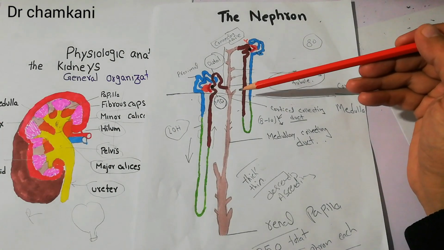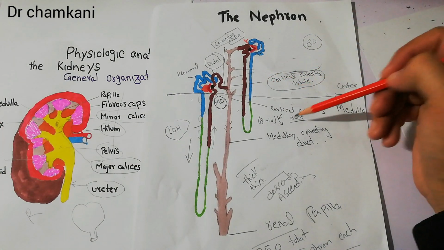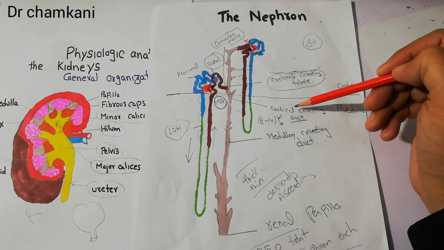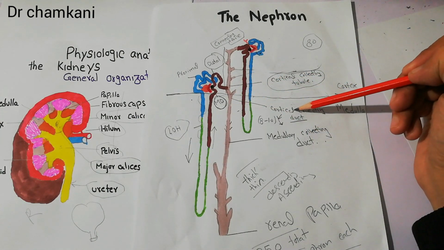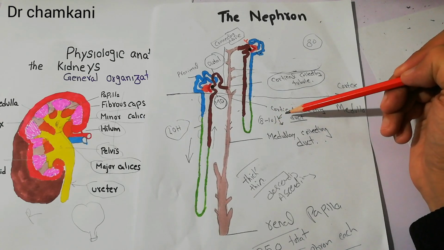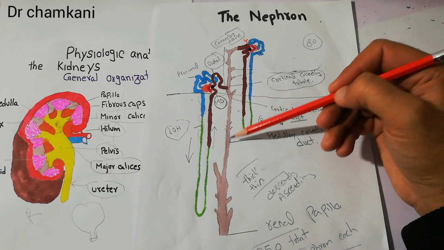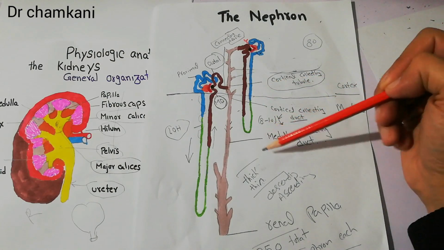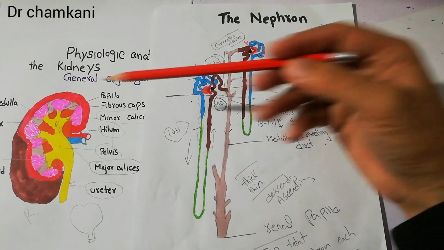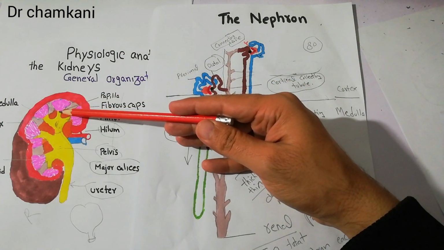The cortical collecting tubules come down, enlarge and become the cortical collecting duct, but they are still in the cortex. Around 8 to 10 cortical collecting ducts join together and come down into the medulla and become the medullary collecting duct. And finally, the medullary collecting ducts open into the renal papilla, the part of the kidney at the tip of the pyramid.